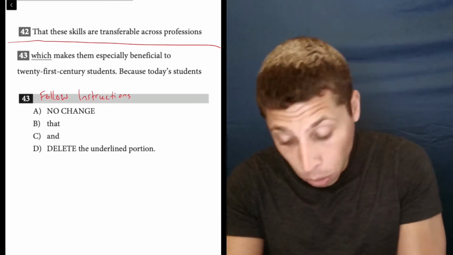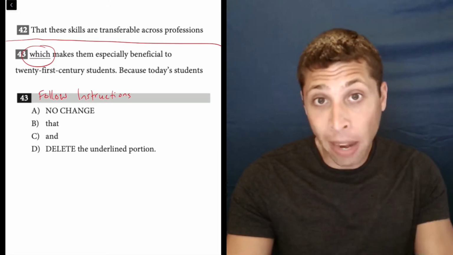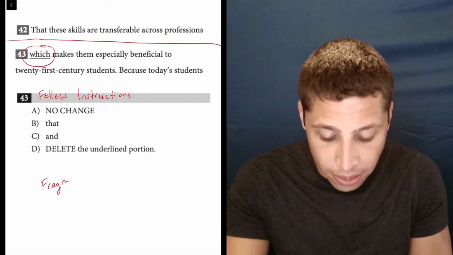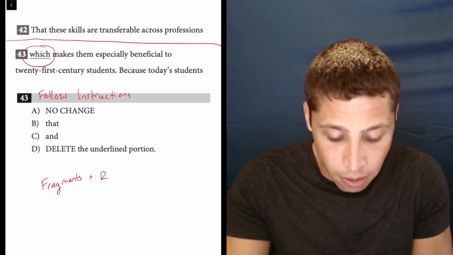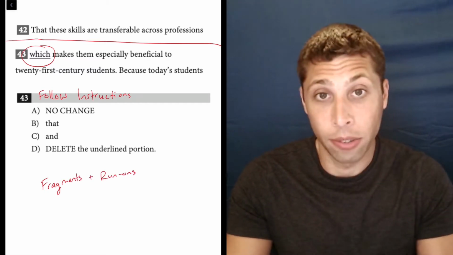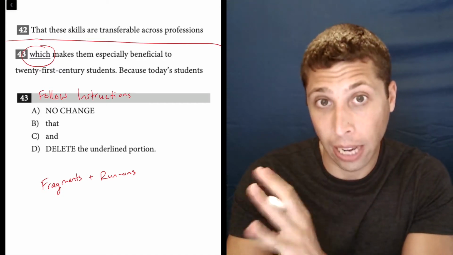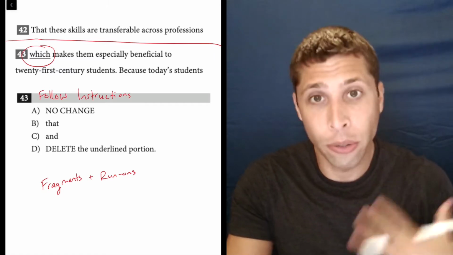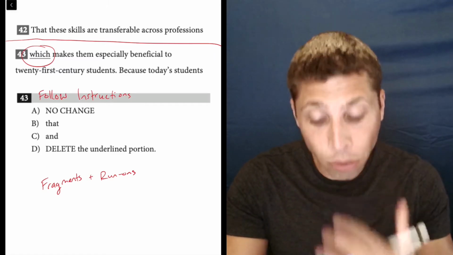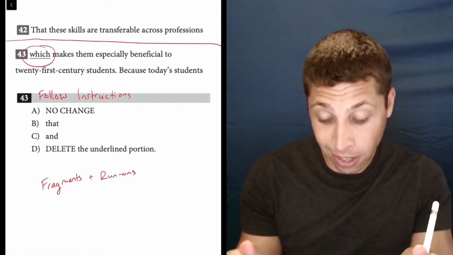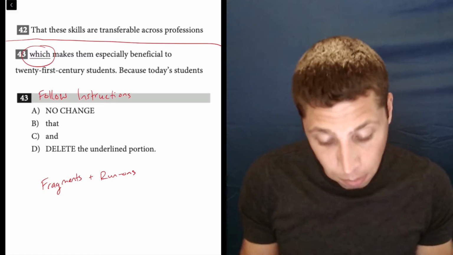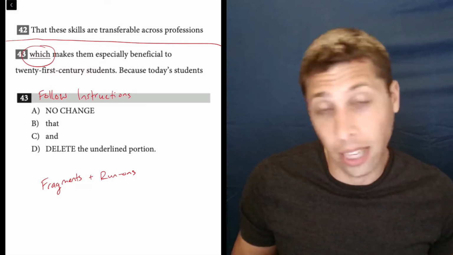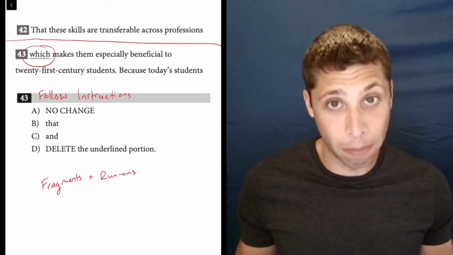When I see a word like "which" in my choices, I assume that I'm going to need to think about sentence structure, specifically fragments and run-ons. We saw another question earlier that kind of hit on this idea. And so what I need to think about is, what's the sentence structure? Where do sentences begin and end? And if I just read the part that's on this page, I might just read, okay, "which makes them especially beneficial to 21st century students." That sounds kind of normal, sounds like something I could tack onto a sentence, no problem.